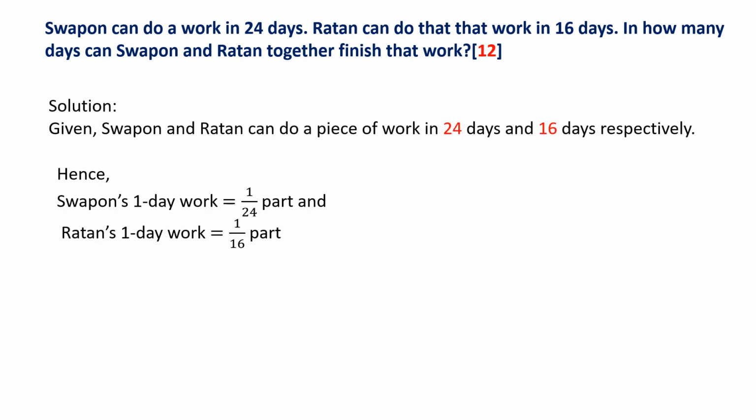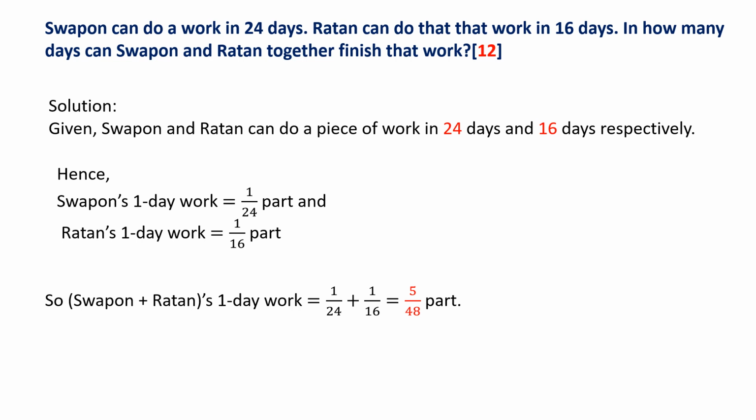Chopin's one day work is 1 divided by 24 part, and Ratan's one day work is 1 divided by 16 part, because in 16 days he can complete one work, so in one day he can complete 1 divided by 16 part. The question is, in how many days can Chopin and Ratan together finish the work? So the question asks us to find the combined capability of Chopin and Ratan, so we must add them. Chopin plus Ratan's one day work is 1 divided by 24 plus 1 divided by 16, and it is 5 divided by 48, as you can see.